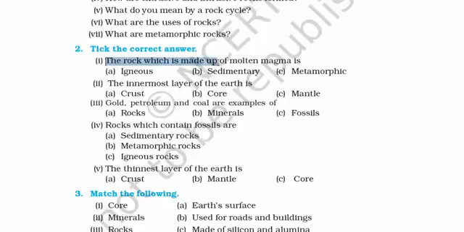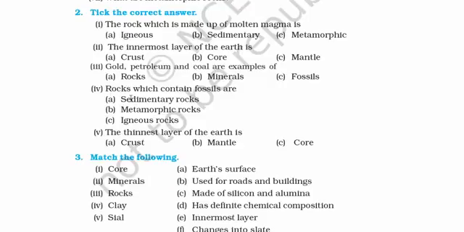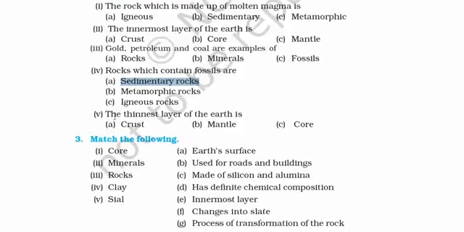Tick the correct answer. The rock which is made up of molten magma is igneous. Remember that volcano example I gave? So igneous, which is nothing but granite. The innermost layer of the earth is core. Gold, petroleum and coals are examples of minerals. Rocks which contain fossils are sedimentary. Remember, sedimentary rocks are nothing but which are made up of compressed sand, and in between those layers of compressed sand, you'll find a lot of fossils of plant and animals. So it's sedimentary. The thinnest layer of the earth is crust, the uppermost layer, which is 35 km in radius. Mantle is 2900 and core is 3500.